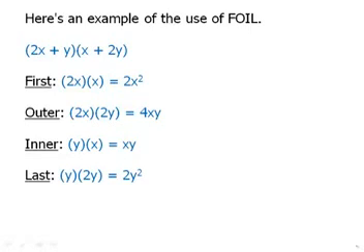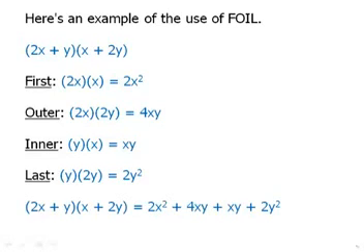Now that we have those four individual products, we add them. And of course, when we add them, we have like terms. You often get like terms in foiling, and so we simplify by combining the like terms, and that is the product.